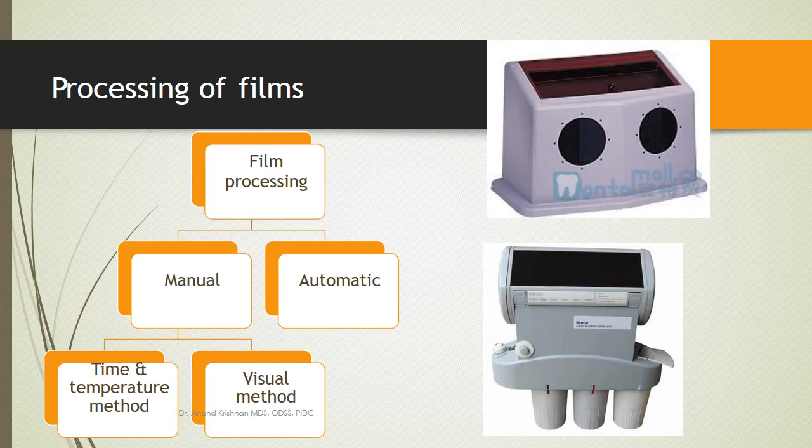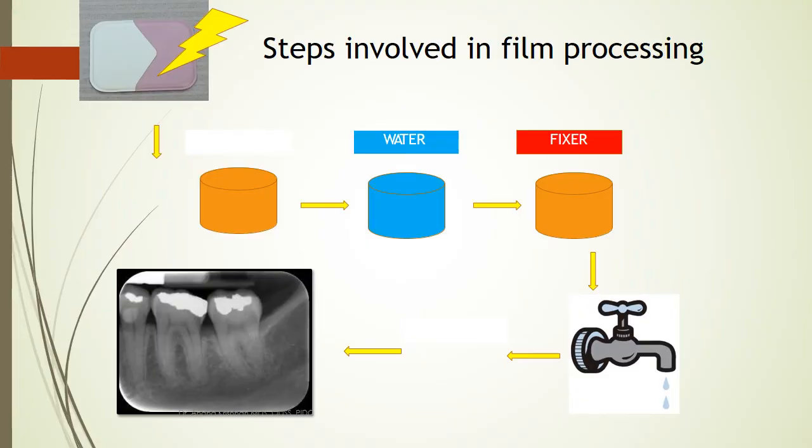For manual processing, there are two methods: one is the time and temperature method, another is the visual method. We'll see a little bit in detail about these methods as we go. First we'll see what the steps of processing are. The steps involved in film processing are the same for both the time-temperature and visual methods. After I tell you the basic processing steps, I'll tell you the difference between the time-temperature and visual methods. But first, let's see the general steps involved in the processing.